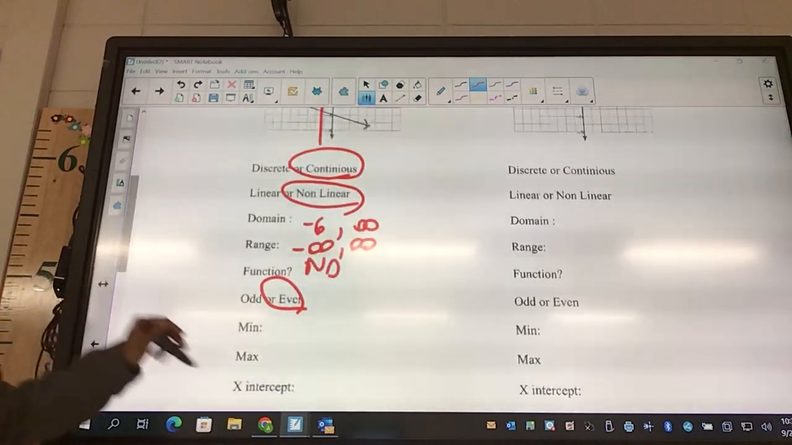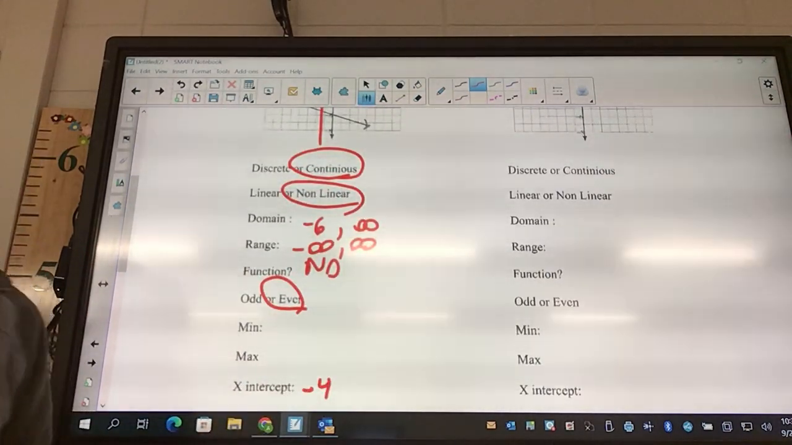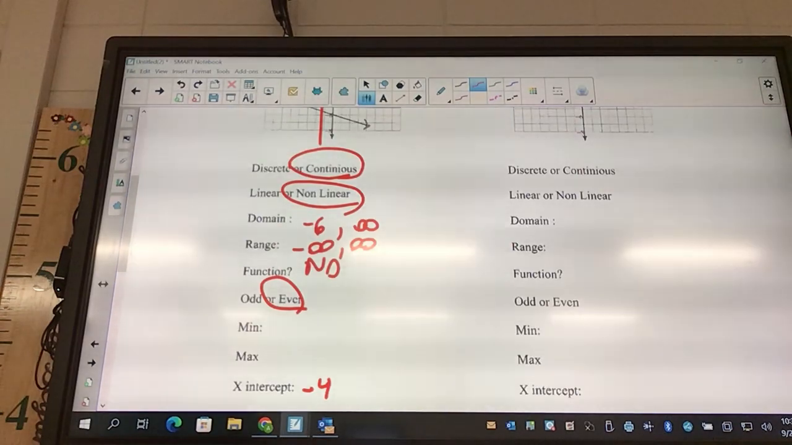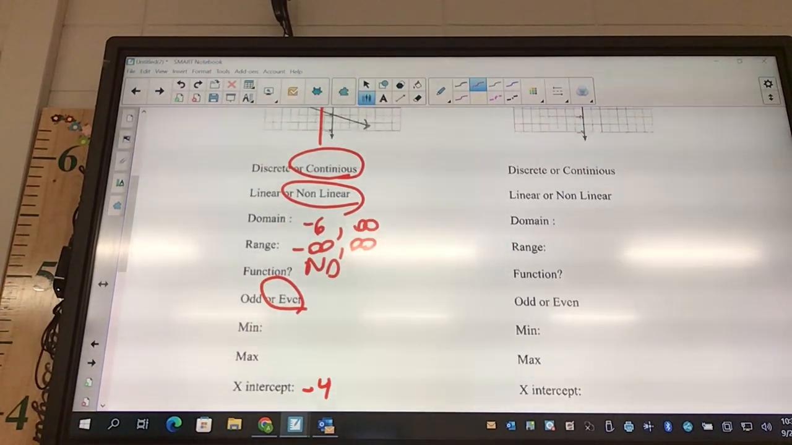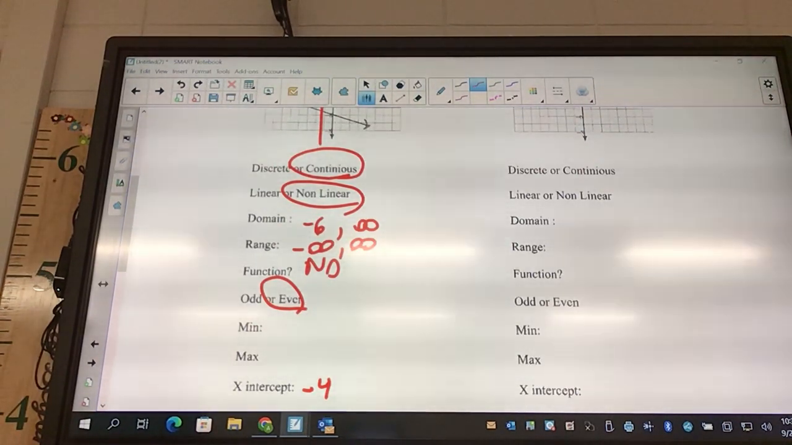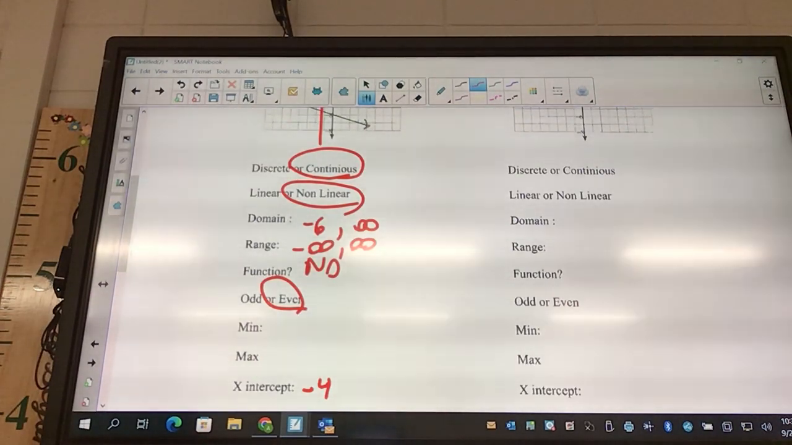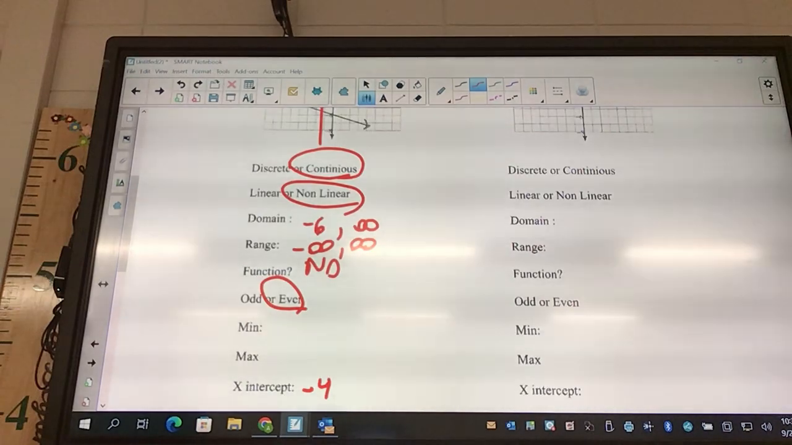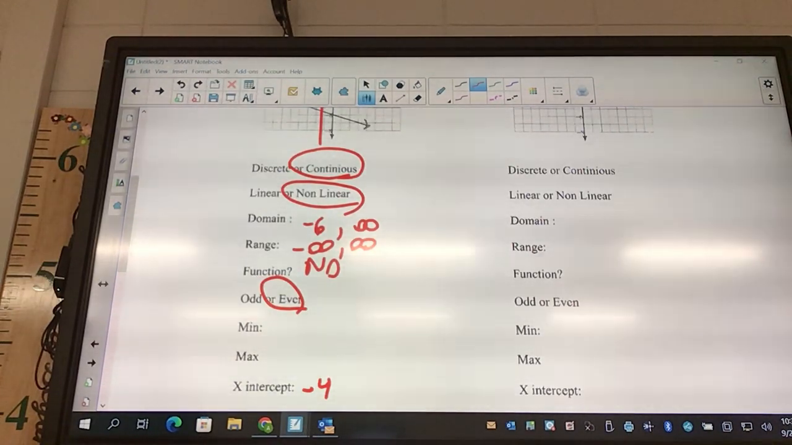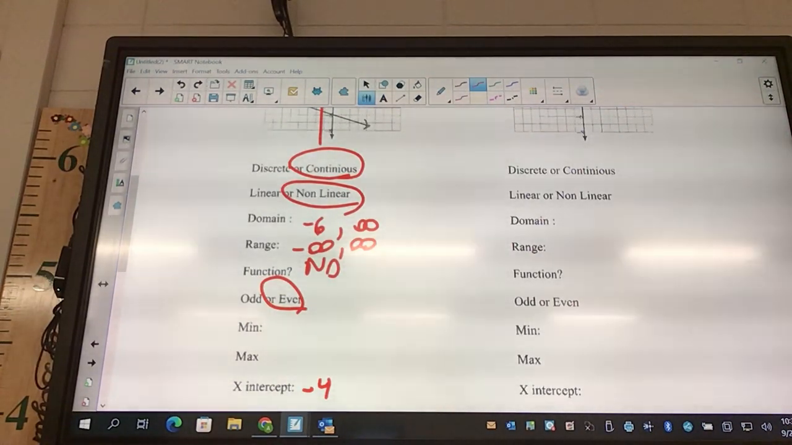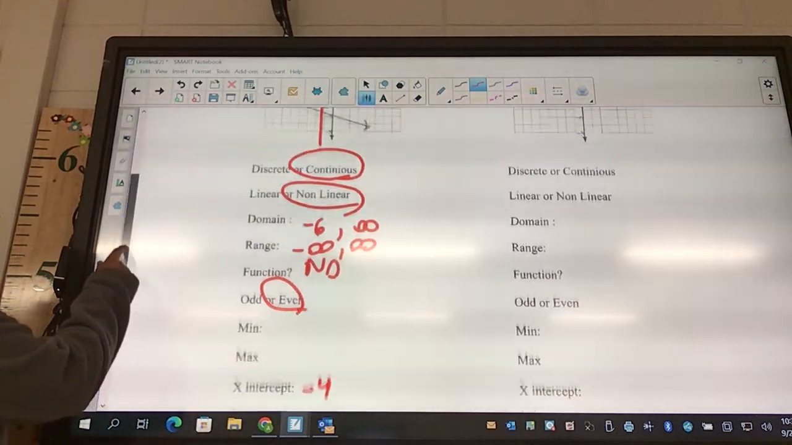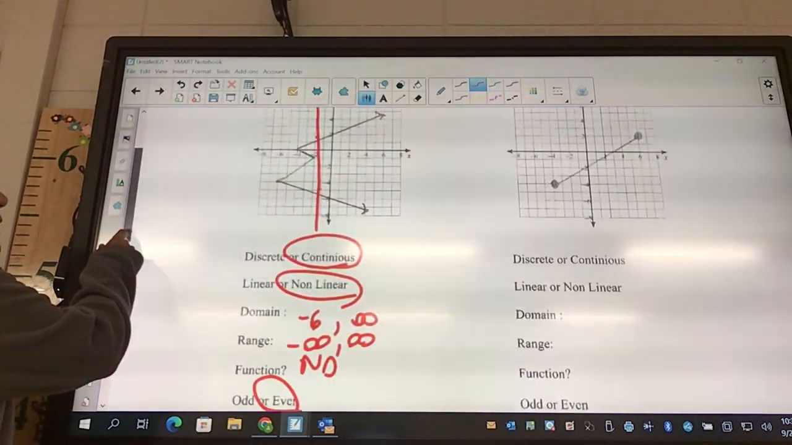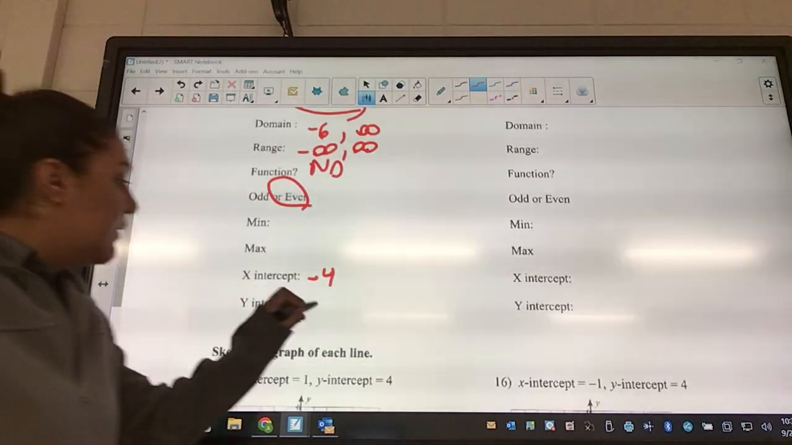-4, good. What's the other one? 2 and 6. The other x-intercept. Is it infinity? It's only one. Have a little confidence. Y-intercept. -6 and 2.